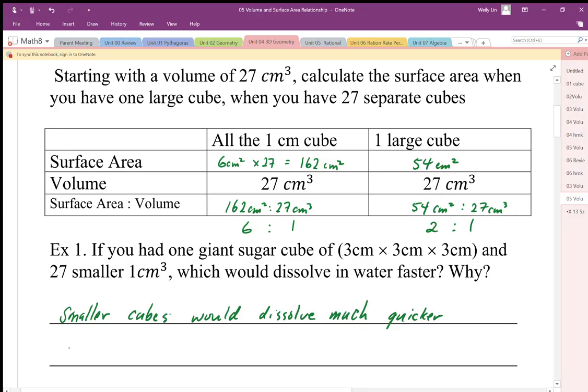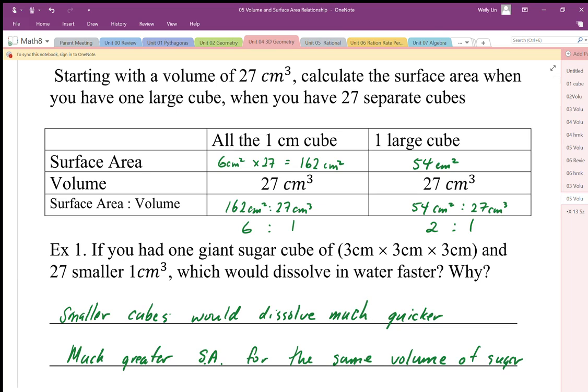So there's much greater surface area for the same volume of sugar. That would be an example of where the increased surface area for the same amount of sugar would change the dynamics. So that changes the solubility, or how fast molecules would dissolve in the water.